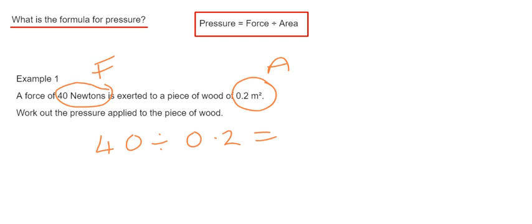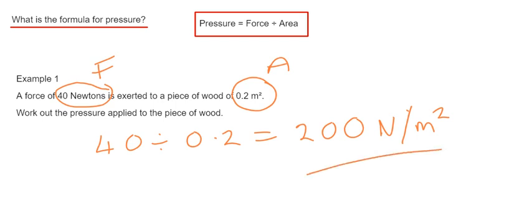So if you put this on your calculator, you'll get an answer of 200. And if you want to know what the units are, then the force is in newtons, so we put an N. And it's per, and the area was in meters squared, so we put a meter squared, so it's 200 newtons per meter squared.